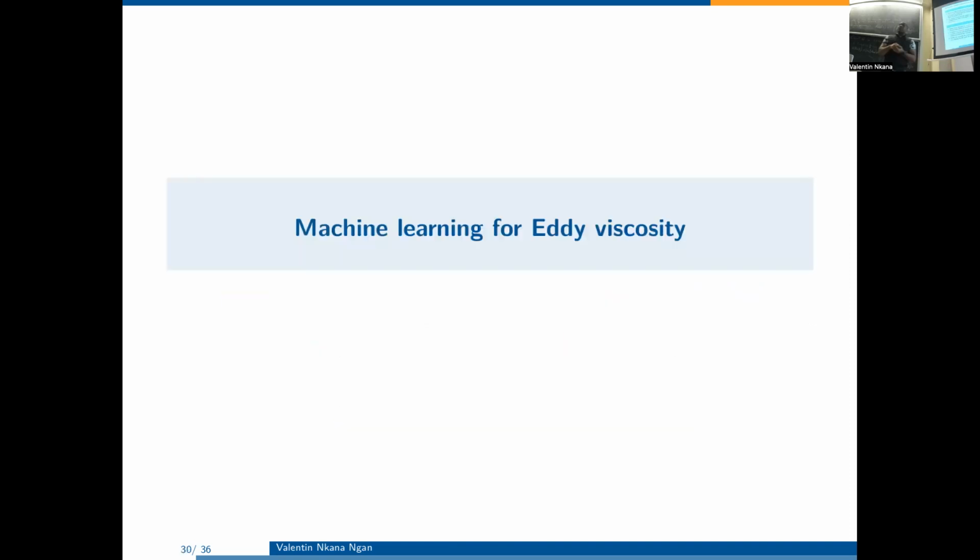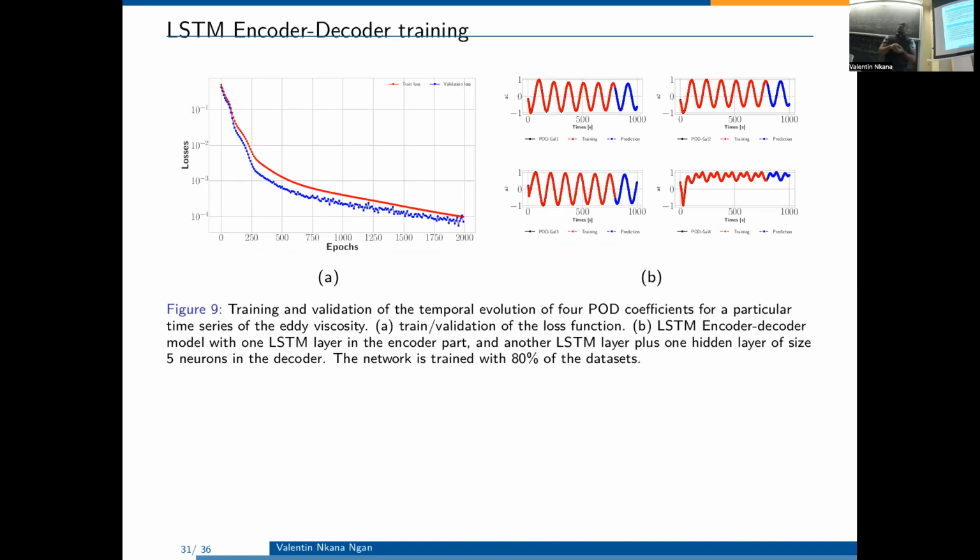So now, machine learning for eddy viscosity. Here is the training process of the POD coefficients coming from the eddy viscosity data. I took the first four dominant temporal coefficients of the eddy viscosity. I trained them, in red, and then I also tried to predict them offline. So the red one is the training, the blue one is the prediction.